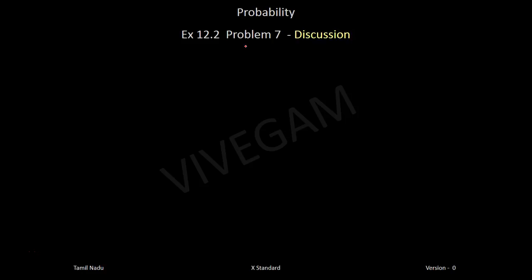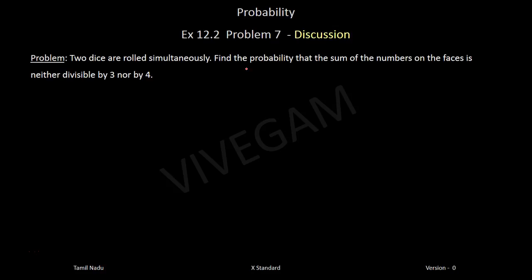Exercise 12.2, Problem 7, Discussion. Let's read the problem. Two dice are rolled simultaneously. Find the probability that the sum of the numbers on the faces is neither divisible by 3 nor by 4.